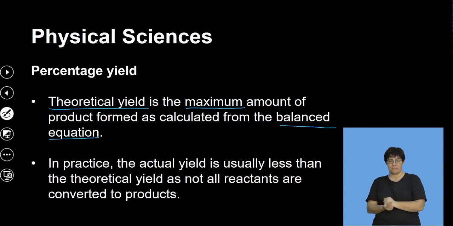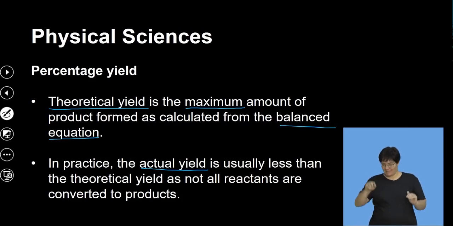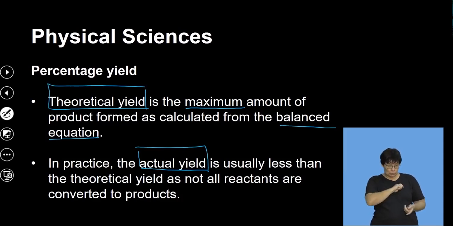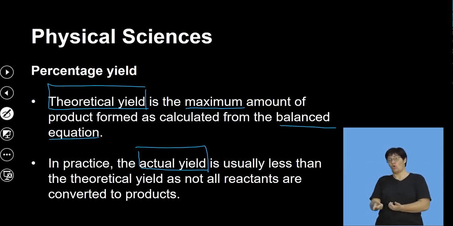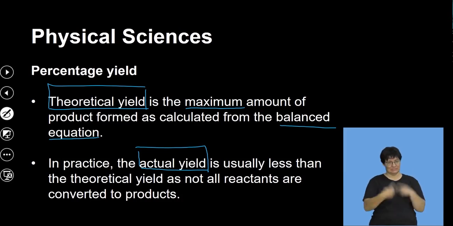In real life or in practice, the actual yield is usually less than the theoretical yield. The reason is that not all reactants are actually converted to products. So there is a comparison between actual yield and theoretical yield. In most cases, what we get is not actually what we calculated theoretically. This is what we would expect. So theoretical yield is what is expected.